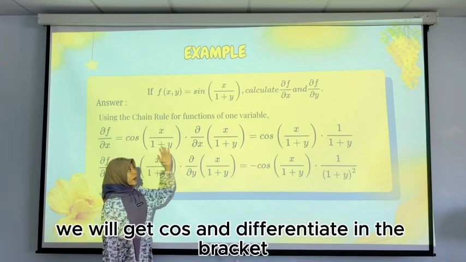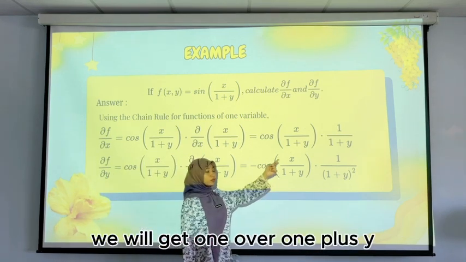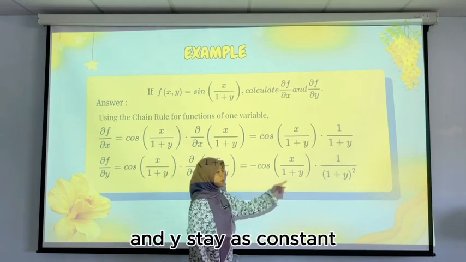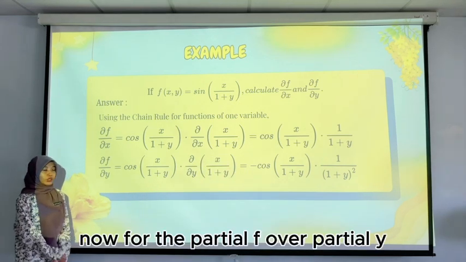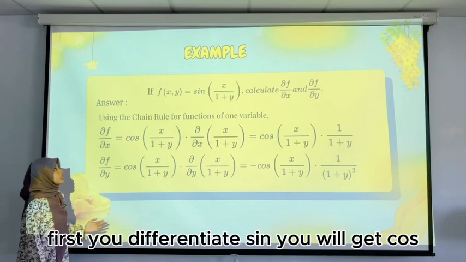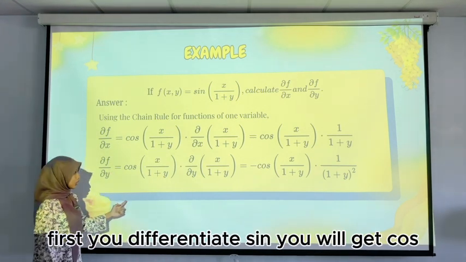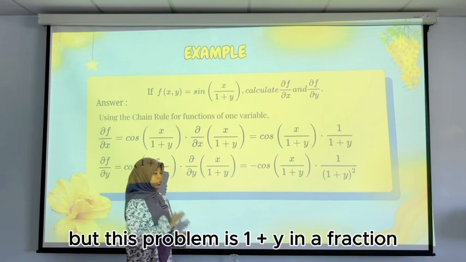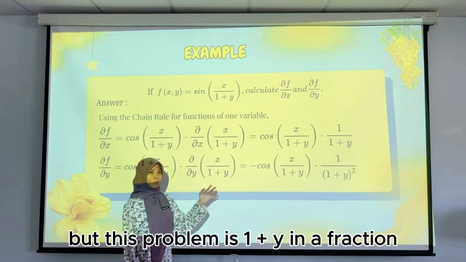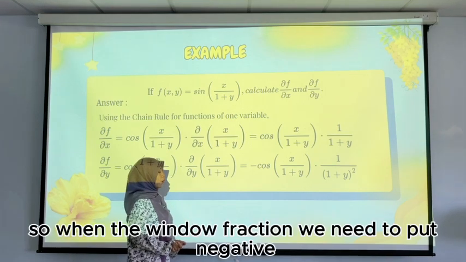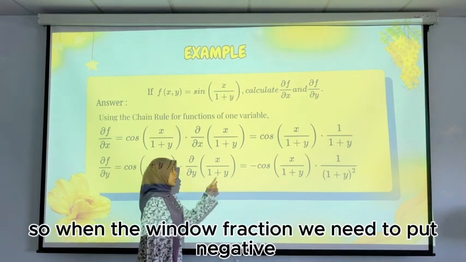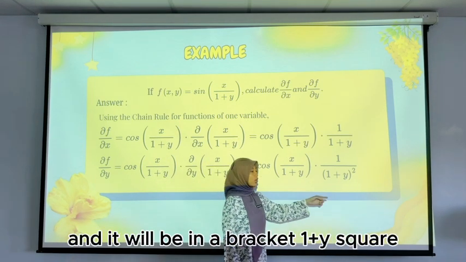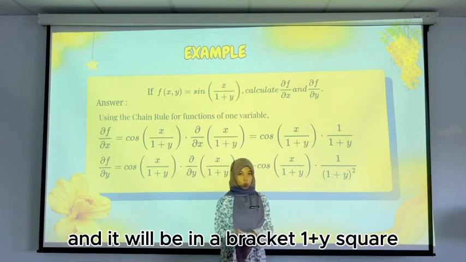Differentiating the bracket, we will get 1 over 1 plus y. Differentiate x, we will get 1, and y stays as a constant. Now for the partial f over partial y, first we will differentiate sine, we will get cos, and in the bracket x over 1 plus y. But this is 1 over 1 plus y, which is a fraction below, so when you differentiate a fraction below, we need to put a negative. So it will be negative cos, and this will be 1 plus y in the bracket squared.